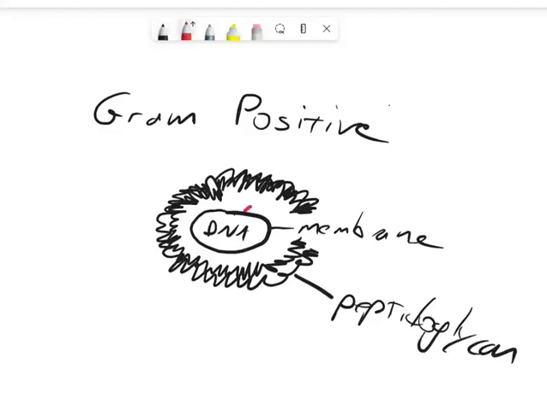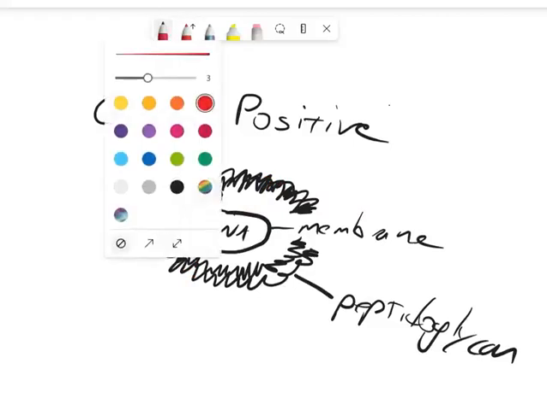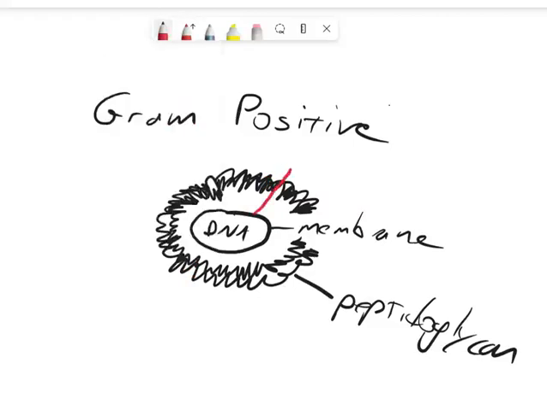I'm going to draw as little red lines. These are... Okay, so I used a new drawing program and it turns out it just draws arrows automatically. That's cool, but that's not what we wanted. I want to draw what's called teichoic acids. Now these physically connect the gram-positive membrane to the gram-positive cell wall. So these are teichoic acids.